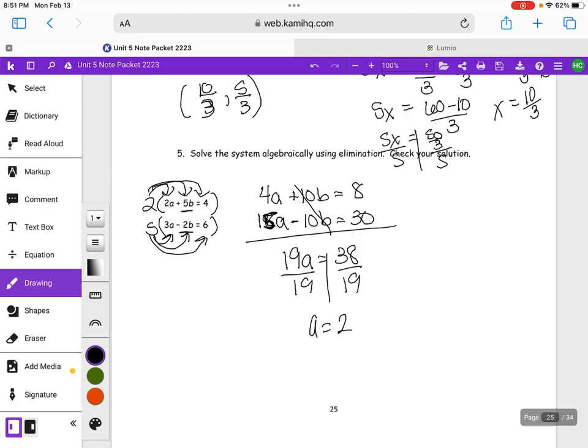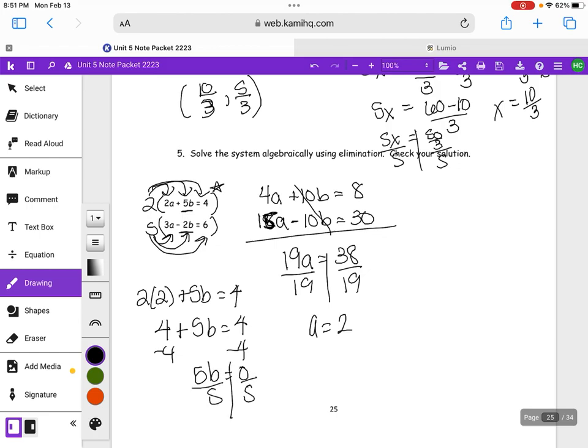We're not done. You have 4 different equations to choose from. I'll choose that top one right there. I just usually look for the one with the most positives. So 2 times, not a, but 2 times 2 plus 5b is equal to 4. 4 plus 5b equals 4, minus 4, minus 4, 5b equals 0. Divide by 5, divide by 5, b equals 0. This one I would not write as a coordinate pair, just because it's not an x and a y, it's an a and a b.